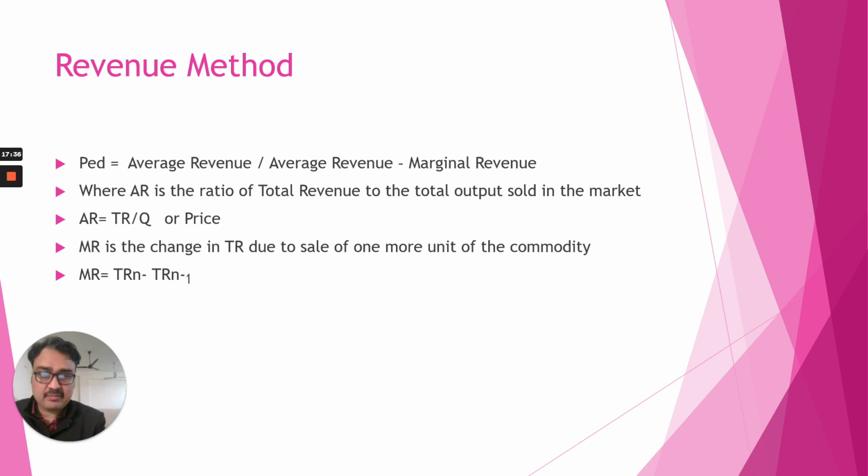And MR is the change in total revenue when one more unit of the commodity is sold in the market. MR is always equal to TRn minus TRn-1, and the formula of price elasticity of demand as per the revenue method is average revenue divided by average revenue minus marginal revenue. So here we can estimate very easily AR and MR of any commodity with the sale of that commodity in the market, and we can apply the revenue method to estimate the price elasticity of demand.